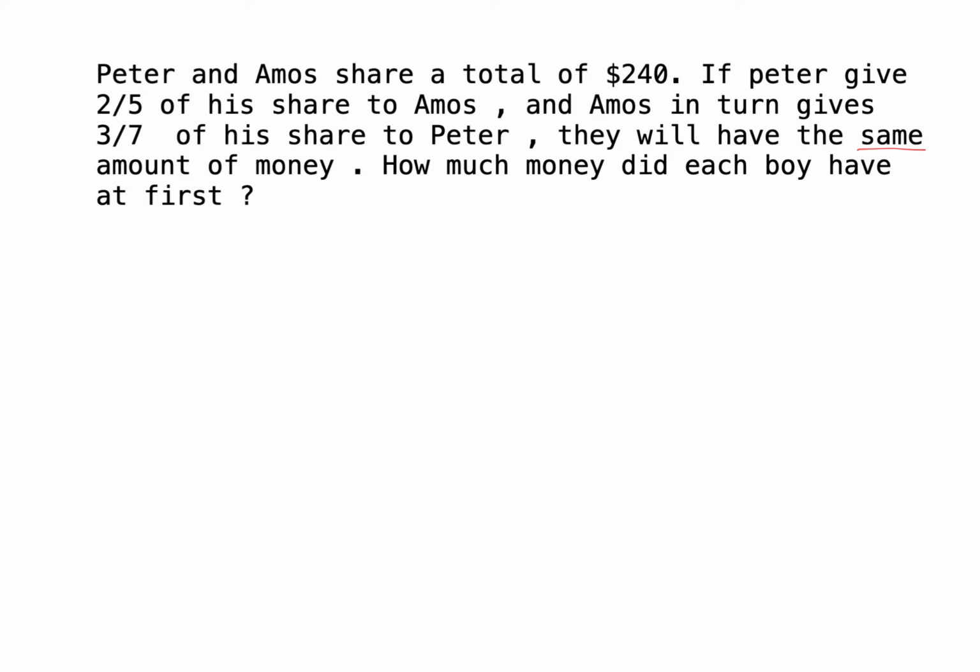same amount of money. So if it is the same, there exists a multiples relationship. That means both persons end up with the same. So when we draw the model, we can illustrate this easily. We're going to start with this. Peter versus Amos in the end is the same. Then we work backwards. Okay, so in the end they are the same.